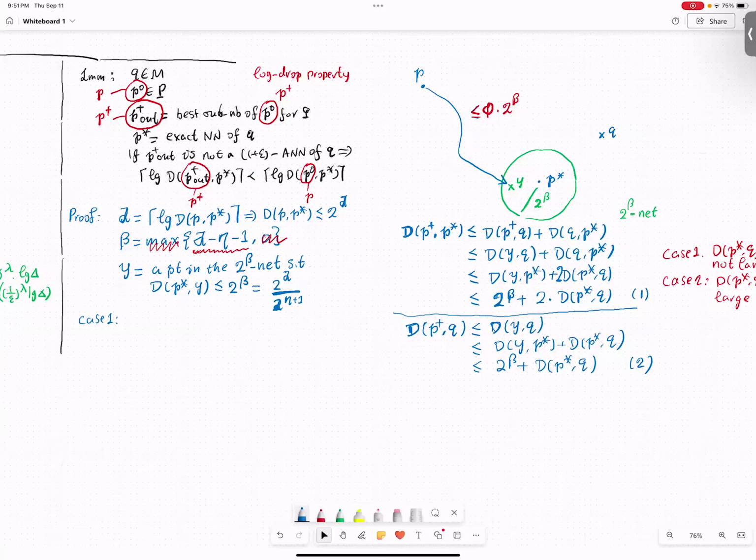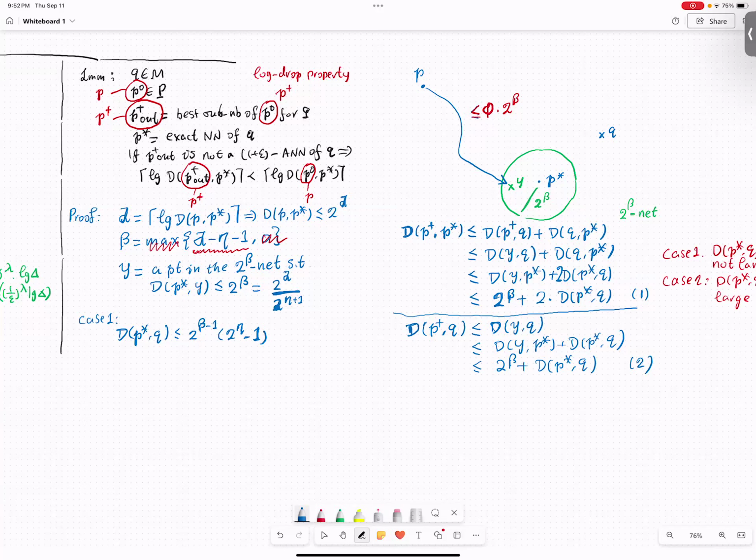Okay, so this is not very large. What do we mean by saying that this is not very large? This is what we mean. In particular, we set the large threshold to be the following: d(p*, q) is bounded by, watch carefully, 2 to the power of beta minus 1, and then 2 to the power of eta, and the whole thing minus 1. This is the magic threshold.